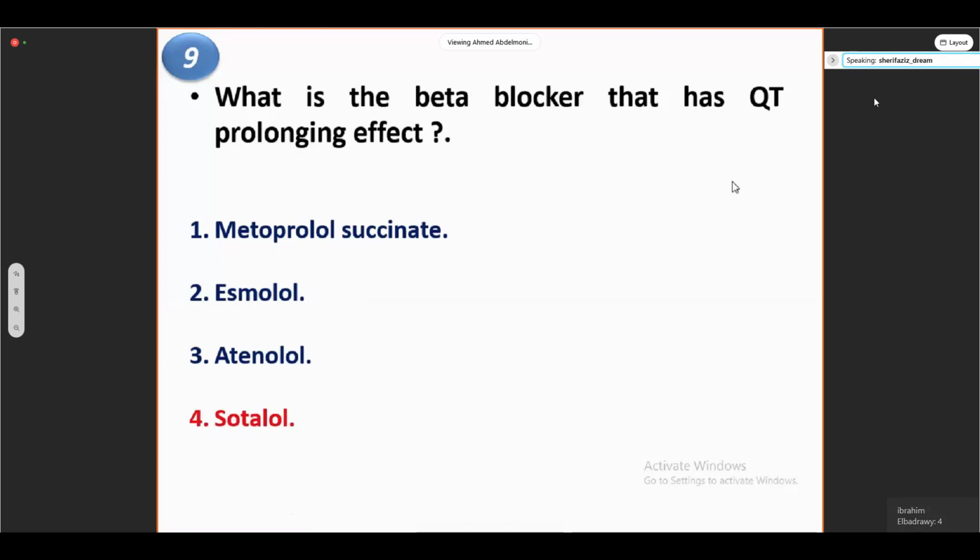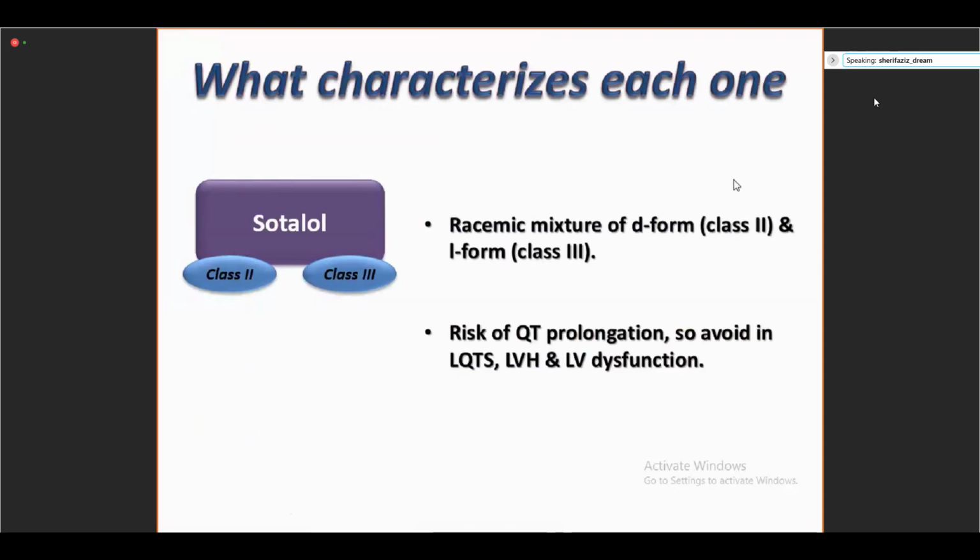It is sotalol. Sotalol, of course, is a special type of beta blocker. As we know from the next slide, it is a racemic mixture of class 2 and class 3: class 2 as a beta blocker and class 3 as a potassium channel blocker. That's why it is not an antihypertensive medication like other beta blockers, or used in patients with just sinus tachycardia. We use it especially in patients with SVT like pre-excitation, and sometimes in patients with AF in order to maintain sinus rhythm.